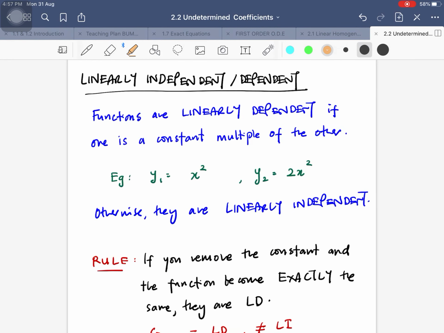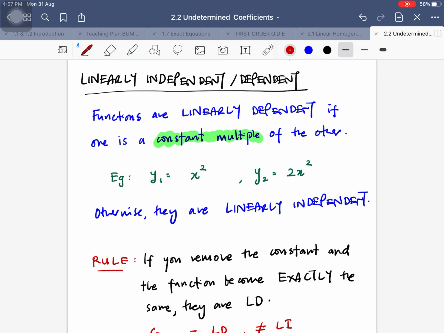So this is what it means by the term being linearly independent or dependent. According to the definition, if I have two functions, they are linearly dependent if one is a constant multiple of the other. This is going to be a very simple example. I have two functions, y1 and y2. y1 is given by x squared, y2 is given by 2x squared.